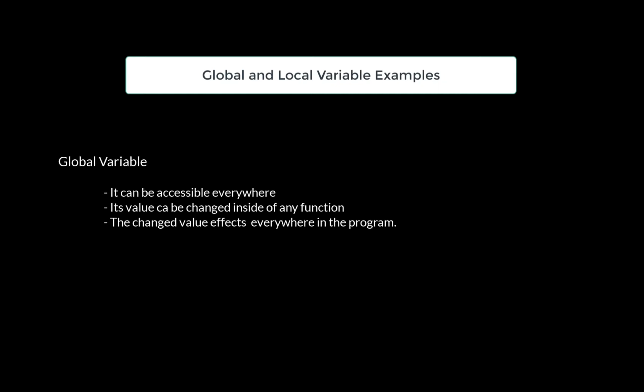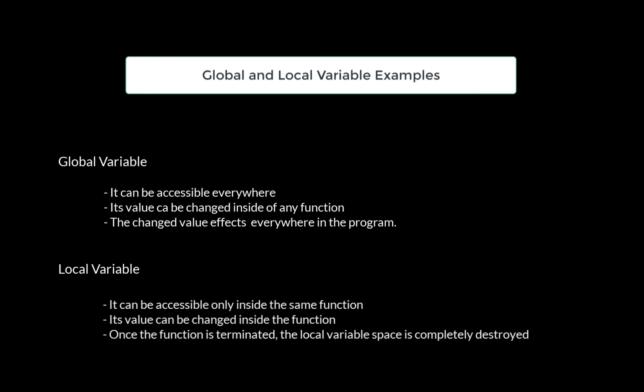In this example we check the concept of global and local variables. The global variable can be accessible everywhere and its value can be changed inside of any functions. And also the changed value affects everywhere in this program. And the local variable is the variable which is defined inside of function. So it can be accessible only inside the same function, and its value can be changed only inside the function. Once the function is terminated, the local variable space is completely destroyed.